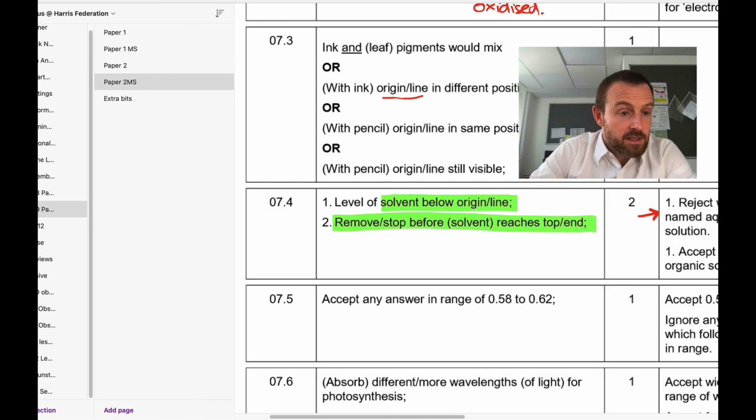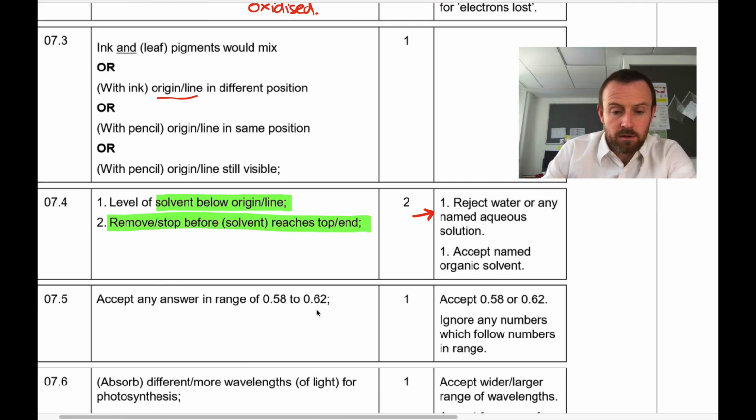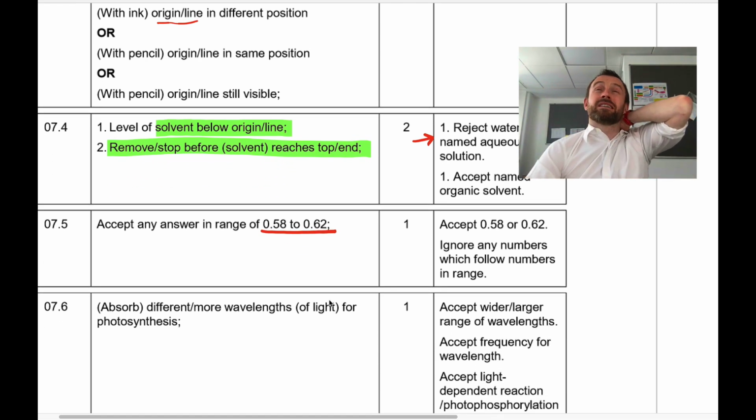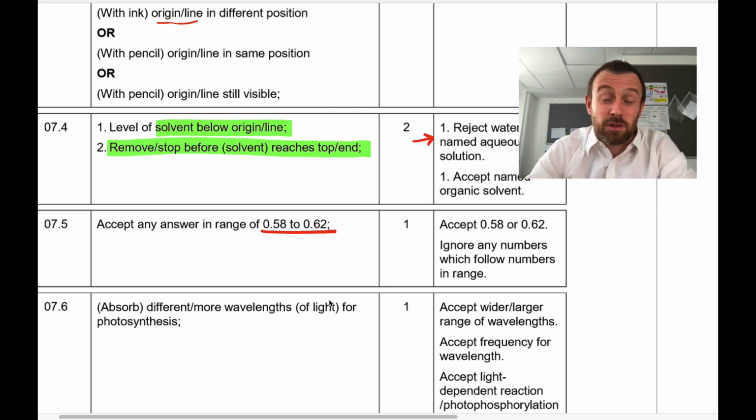Mark scheme says that you should get somewhere between 0.58 and 0.62. So measuring accurately is important. Typically speaking, in A-level biology papers, any measurement that you have to do with your ruler is only given a millimeter tolerance maximum. So it is really important that you take your time to try and measure it accurately.